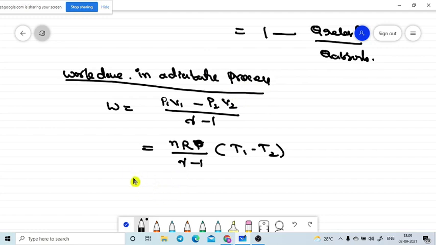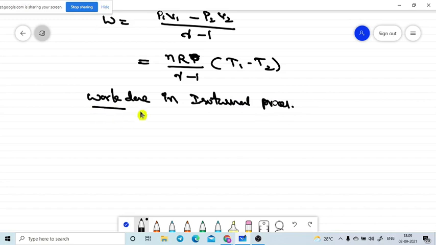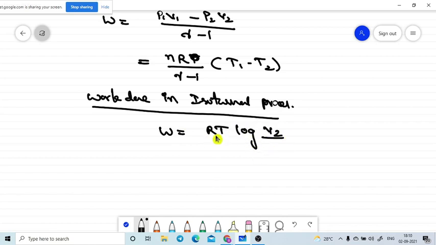So what is the work done in the isothermal process? Tell me the formula for work done in the isothermal process. W is equal to nRT into log of V2 by V1. This is the formula. Or nRT into log of V1 by V2.